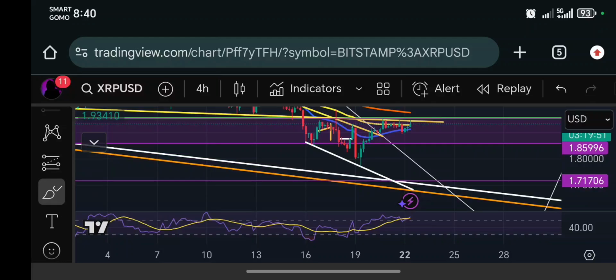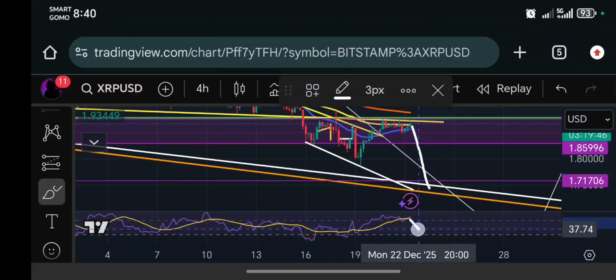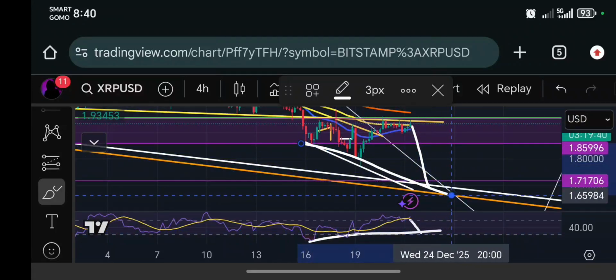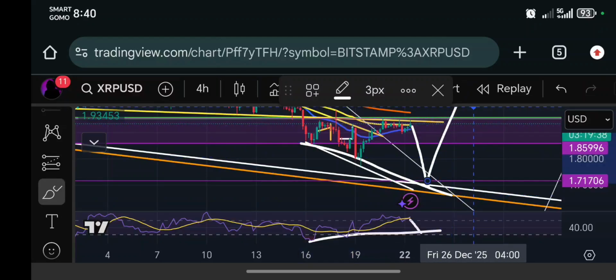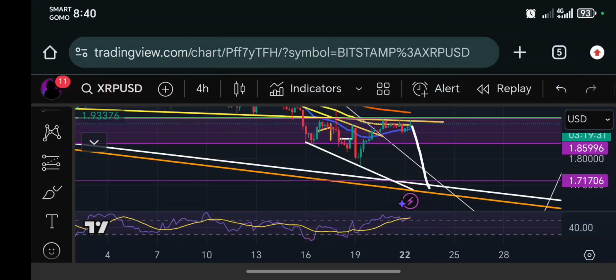So if we're going down here and your RSI goes just like this one, then we create this bullish divergence that you can see here, right? Then we can go all the way back up. That's what I am seeing here in your XRP chart.